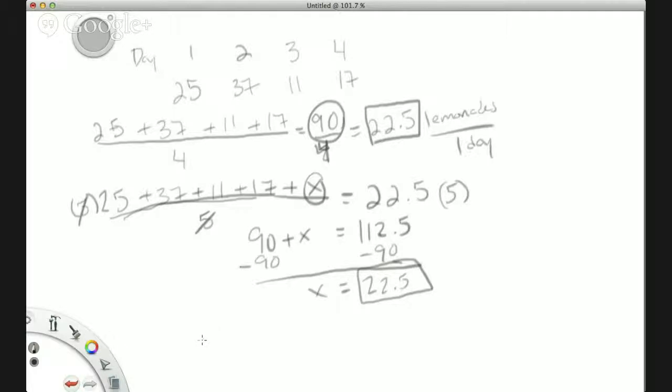Let me try and display this to you another way, on a number line. Let's say this number line represents the number of lemonades for each of the days that he is selling lemonade. So the first day he sold 25. On the next day he sold about 37. That's a little bit further along the number line. Third day he sold about 11, so right there about. And on the last day he sold 17. Now the average of those equaled 22.5, so probably somewhere right here.